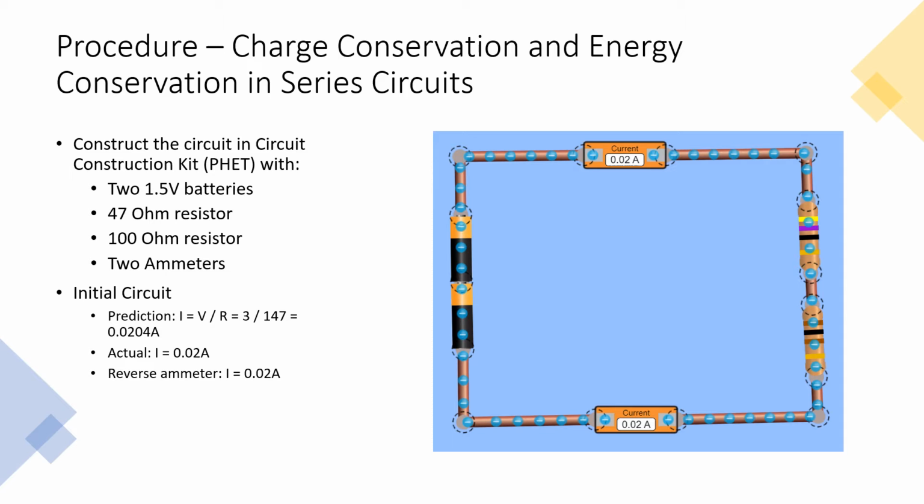which is approximately equal to 0.0204 ampere. The actual current we measure in the circuit is also 0.02 ampere. And if we reversely connect the ammeter in the circuit, the current is still 0.02 amperes.